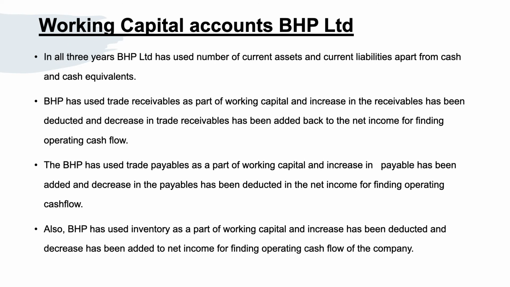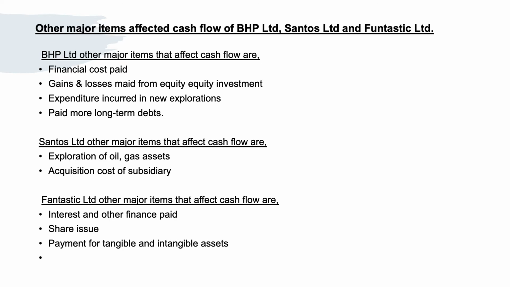And BHP has used trade payables as part of working capital. An increase in payables has been added and decreased payables has been deducted in the net income for finding operating cash flow. Also, BHP has used inventory as part of working capital. An increase has been deducted and a decrease has been added to net income for finding the operating cash flow of the company. So these are the other major items affecting the cash flow of BHP, Santos, and Fantastic Limited.